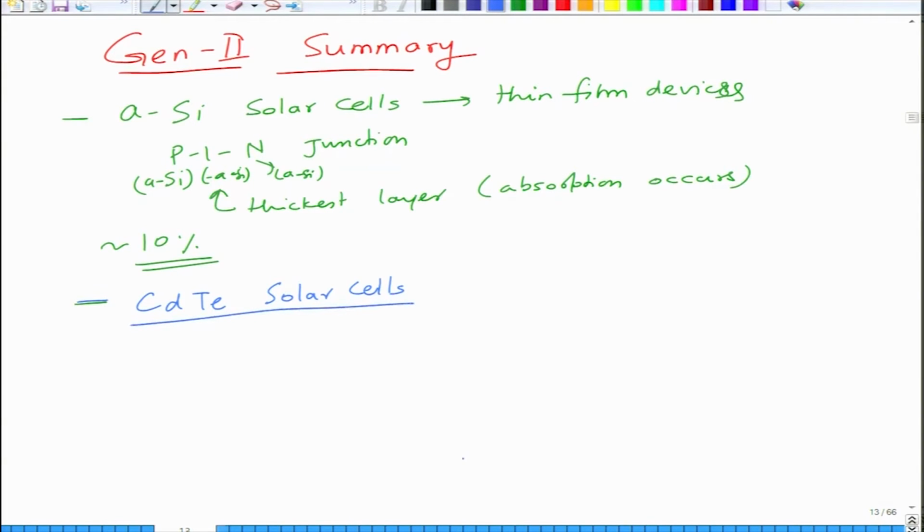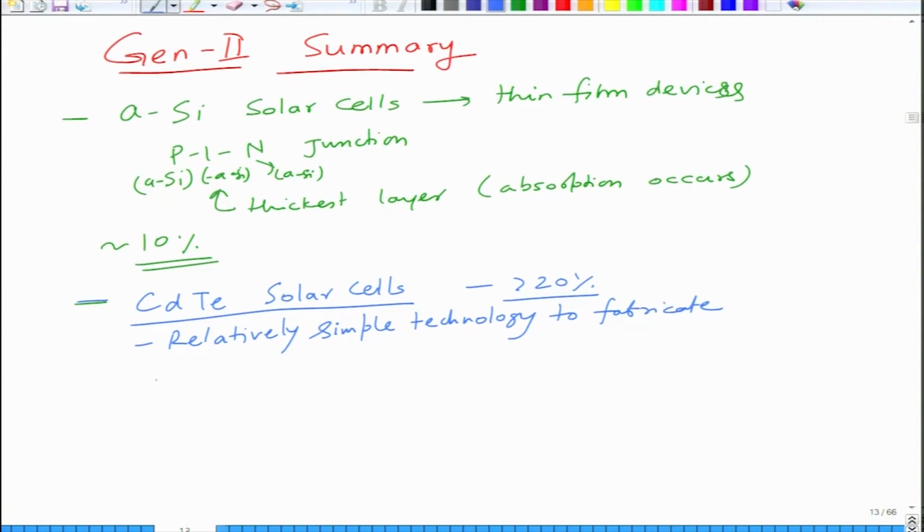CdTe solar cell is a wonderful technology because it gives you efficiencies of more than 20% right now. It is a relatively simple technology to make, to fabricate. Material complexity is less because it is a binary compound of cadmium and tellurium, so material complexity is not so difficult, and it is a thin film device.